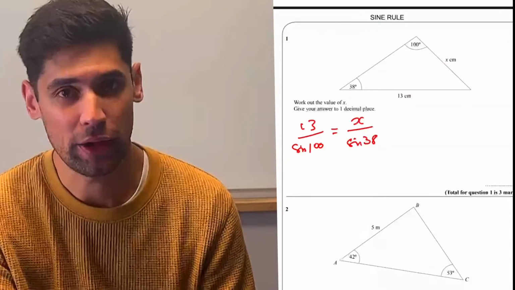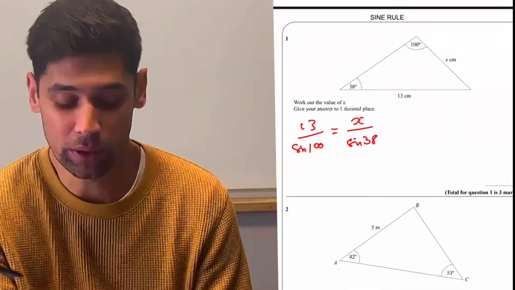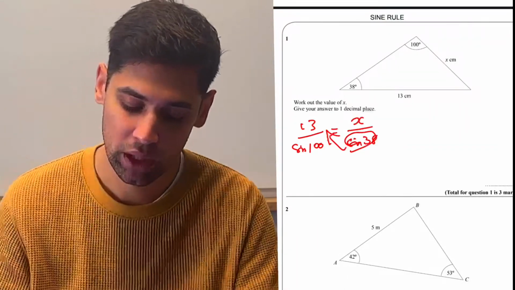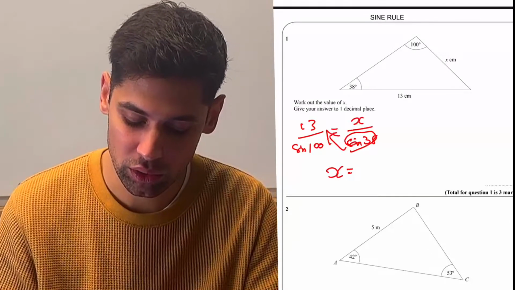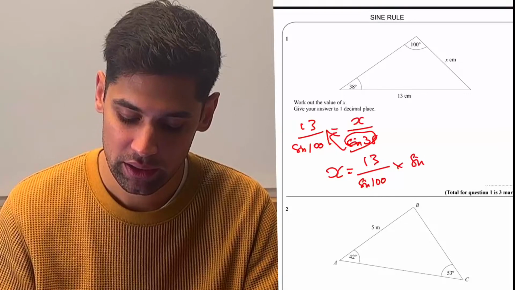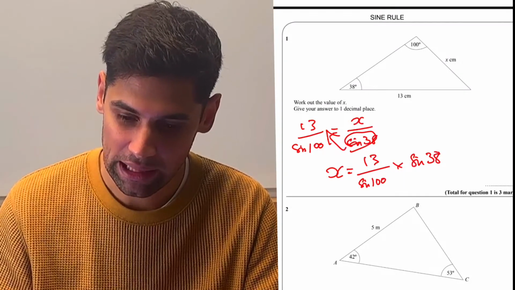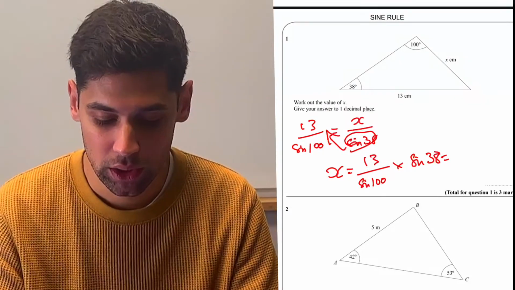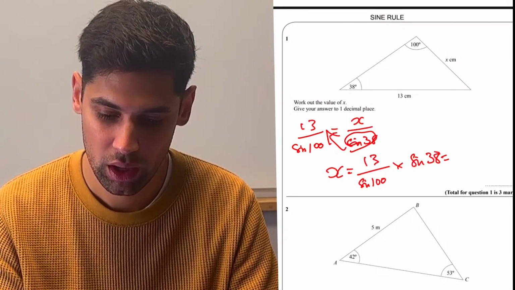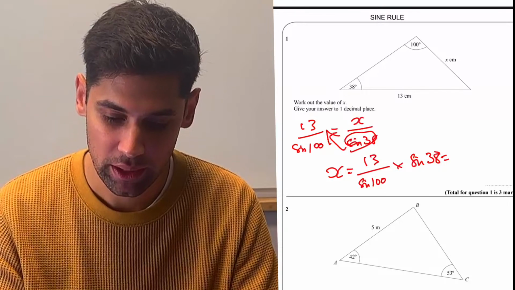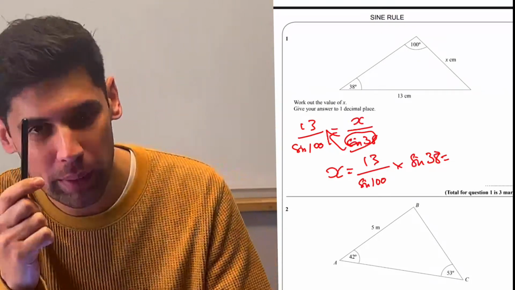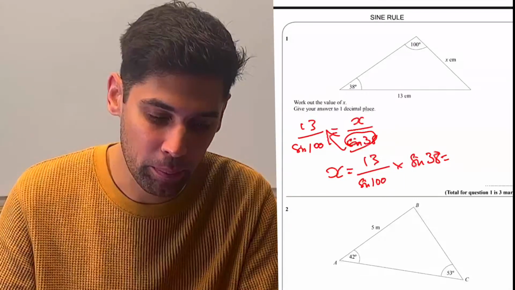So now it's just some very, very simple algebraic rearrangement. We want to make x the subject because that's what we're looking for. So we want to move this sine 38 to the other side using multiplication. So we rearrange this to create x equals 13 over sine 100 multiplied by sine 38. And then we can just type that into our calculator. So 13 over sine 100 multiplied by sine 38. 8 point, how many? One decimal place. Always check how many decimal places. 8.1.